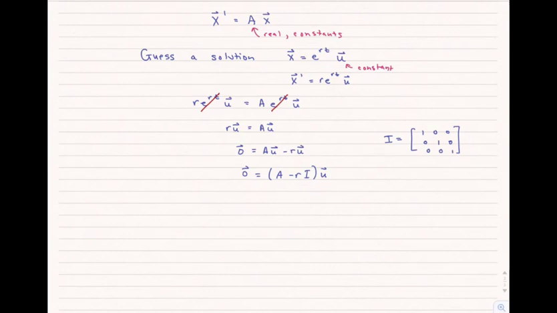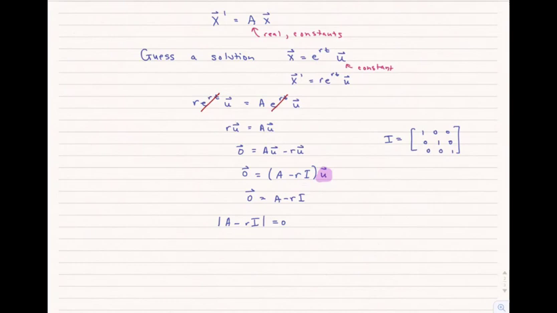Well, I don't want u to be equal to 0 because that would be pretty boring. So that means the A minus rI, that is what has to equal 0. Without getting into too much linear algebra, since that is not a prerequisite for this class, I'm going to tell you in order for this equation to be true, all we have to do is take the determinant of that A minus rI and set it equal to 0. That's going to give us a non-trivial solution.